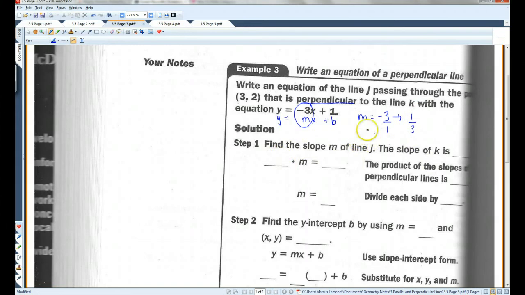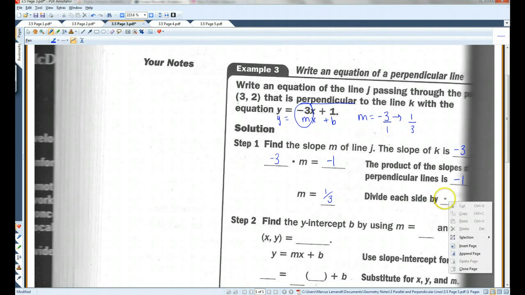Alright, so the slope of K is negative 3. Negative 3 times whatever our slope is has to be negative 1, so m has to be 1 over 3. Once again, I like the other method better, but the book, for some reason, likes to use this method. The product of the slopes of perpendicular lines is negative 1, so I divided each side by negative 3.